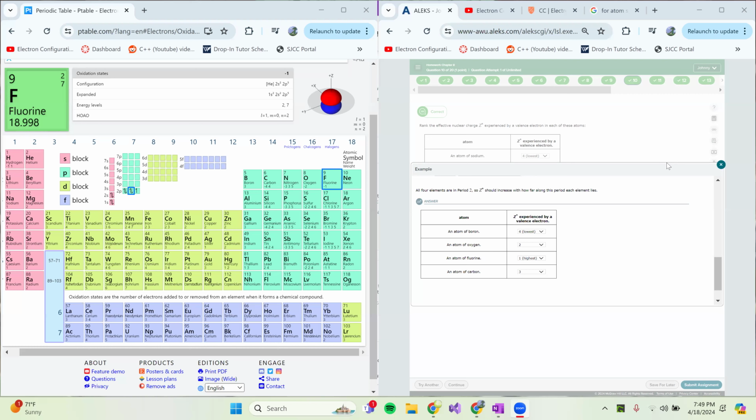So this question asks you how to rank the effective nuclear charge. Just know that the rightmost is going to have the highest effective nuclear charge. It has the highest pull of electrons towards its nucleus. You can see fluorine has the highest compared to the lowest of boron.